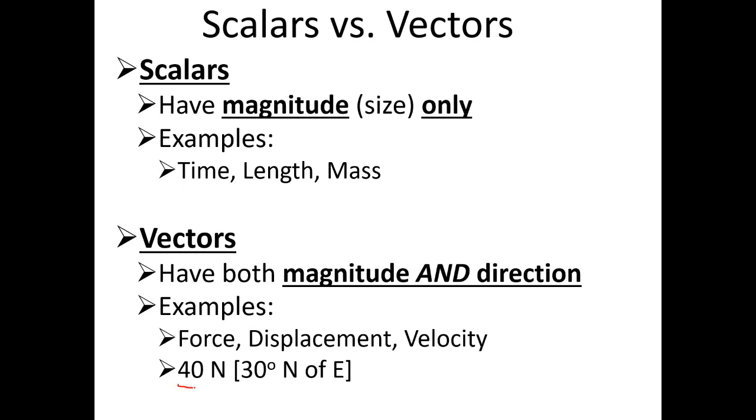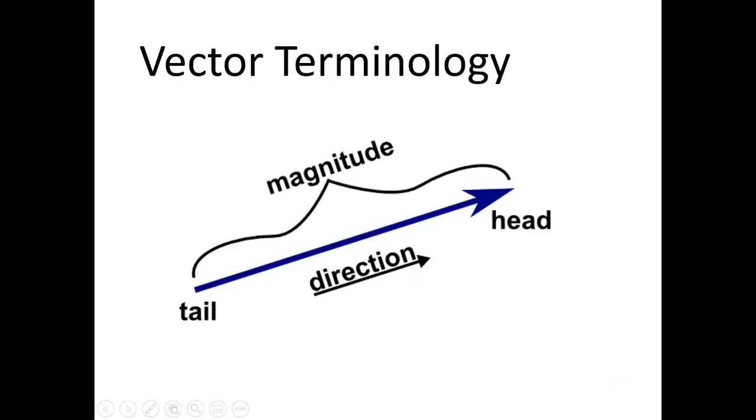Here is an example of a force that is pulling in a certain direction. We're going to use the northeast, southwest quite a bit, and 30 degrees north of east just means, hey, start in the eastward direction and go 30 degrees north of that. So how I would show this vector is 40 newtons, and it is 30 degrees north of this coordinate direction of east. Okay, so vector terminology, we have magnitude, which is the size, the tail, and the head.